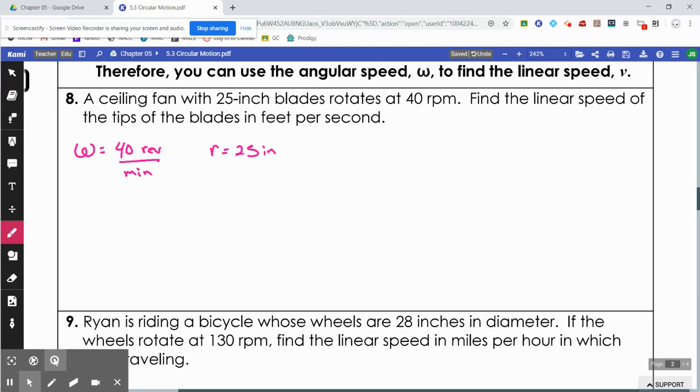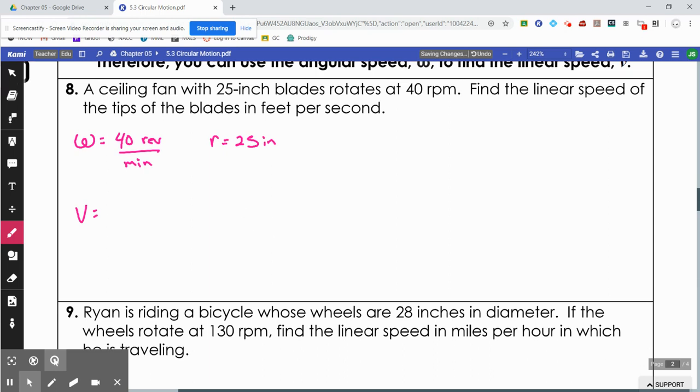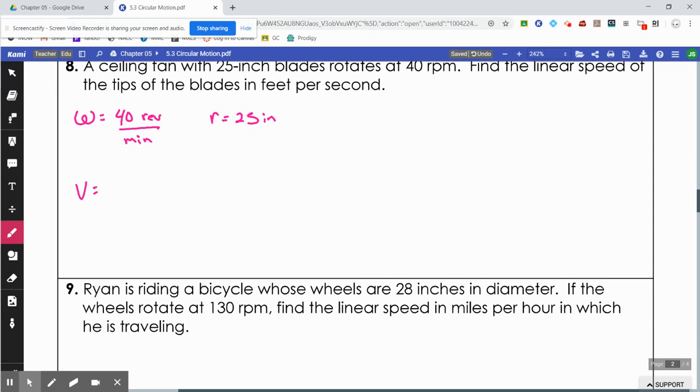We're asked to find the linear speed, so we're looking for the V. We're asked to find the linear speed of the tips of the blades in feet per second. So the linear speed is equal to, and again, we can use our new formula, the radius times the angular velocity. Now remember, in order to use this formula, our angular velocity must be in radians per minute.